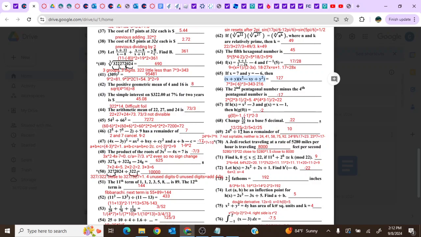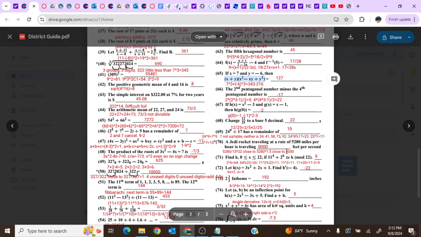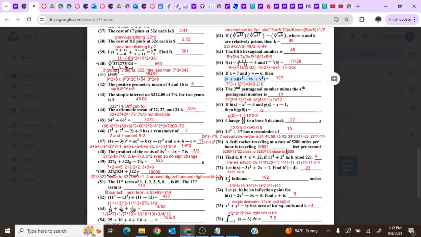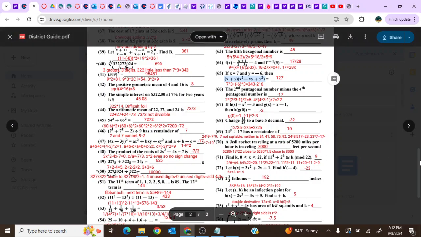Number 70, a rocket is traveling at 5,280 miles per hour. How many feet per second? Miles per hour to feet per second, divide by 15, multiply by 22, or multiply by approximately 1.5, which you should see to be close to 8,000. It's probably a little over, but not enough to be out of range. I imagine it's probably a little closer to 700-800 or something.